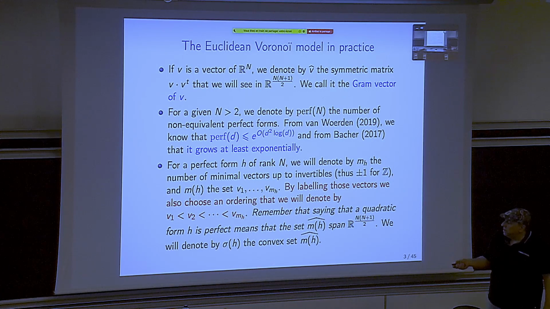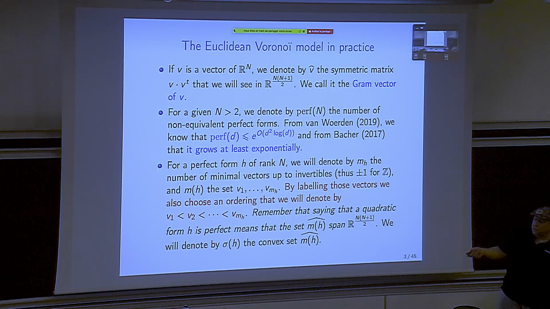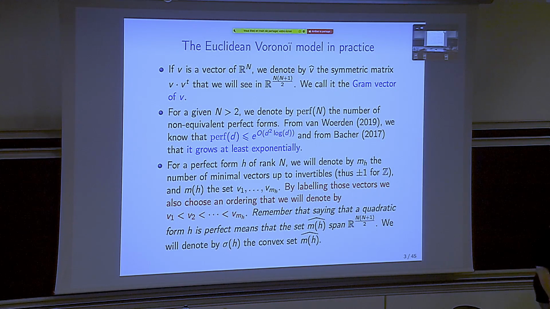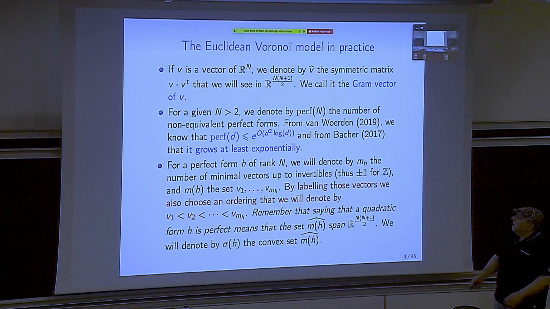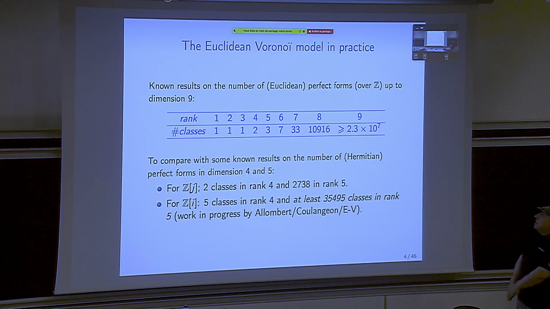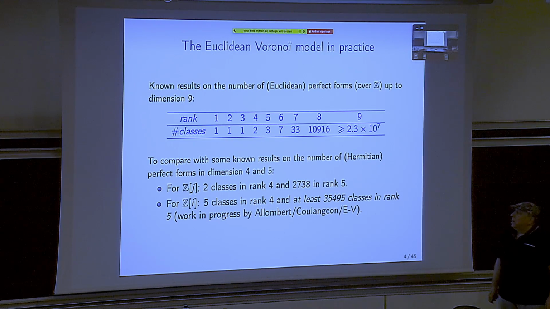For each form, I will denote by sigma H the convex hull of M_H, meaning in the symmetric space. Paul is also using this notation, so at least we are coherent. As mentioned by Coulangeon last week, here is what we know on the number of perfect forms, at least what is proved.